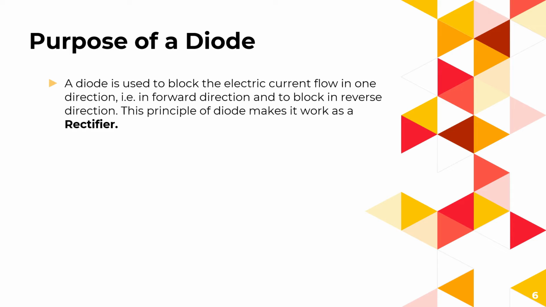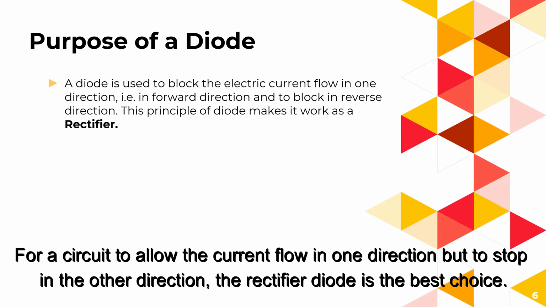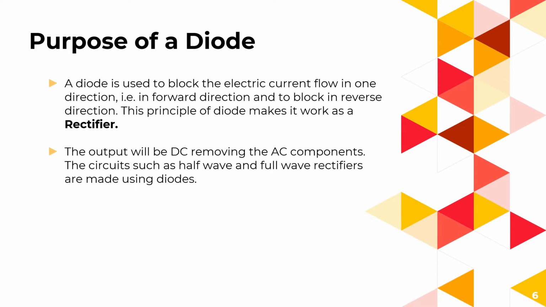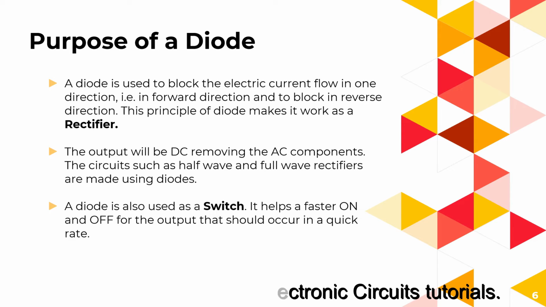Purpose of a diode. A diode is used to allow electric current flow in one direction, i.e. in forward direction, and to block it in reverse direction. This principle of diode makes it work as a rectifier. For a circuit to allow the current flow in one direction but to stop in the other direction, the rectifier diode is the best choice. Thus, the output will be DC, removing the AC components. The circuits, such as half-wave and full-wave rectifiers, are made using diodes, which can be studied in electronic circuit tutorials.